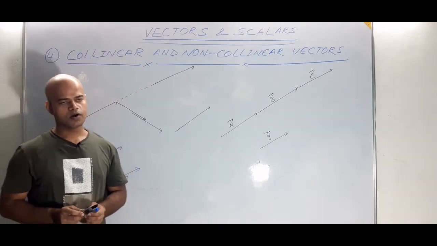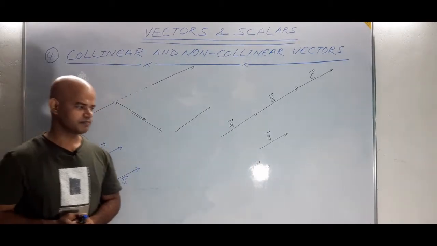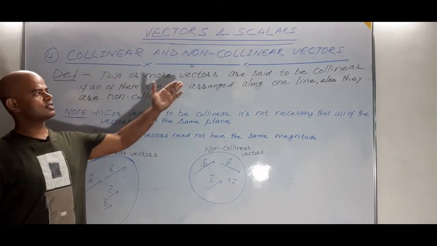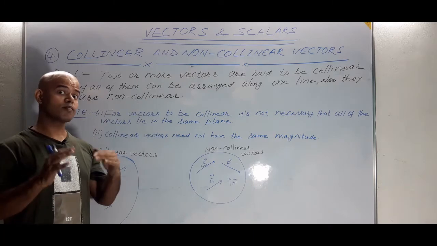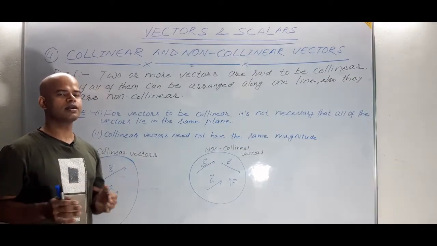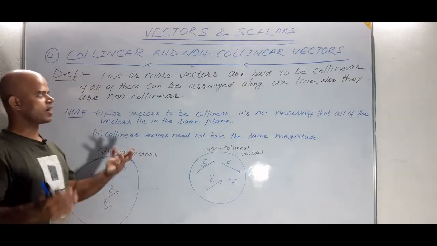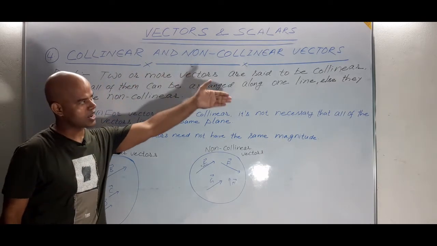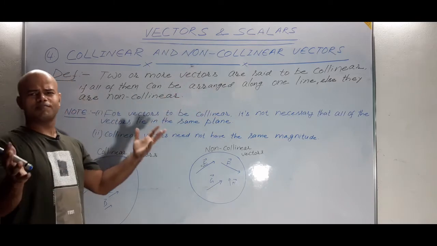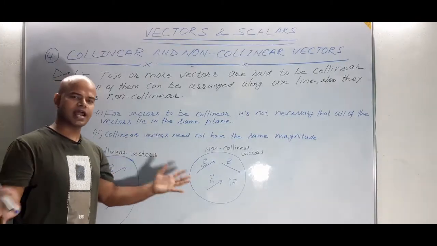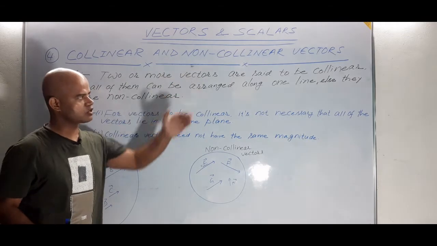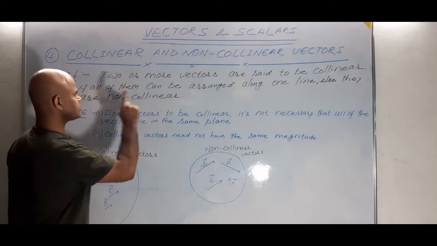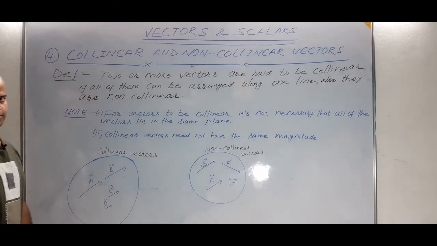Getting the point? Alright. Now let's write the definition. The definition is: two or more vectors are said to be collinear. Two or more vectors. We don't define collinearity only for two vectors. Two or more vectors are said to be collinear if all of them can be arranged along one line, irrespective of in which plane they lie, doesn't matter. They should be arranged along one line. That's it. They will be called collinear. Else they are non-collinear vectors, right?